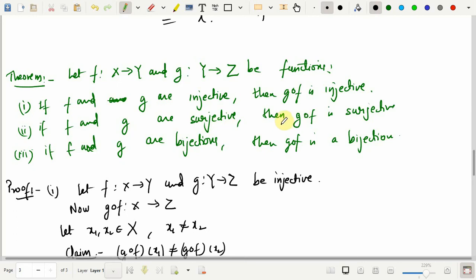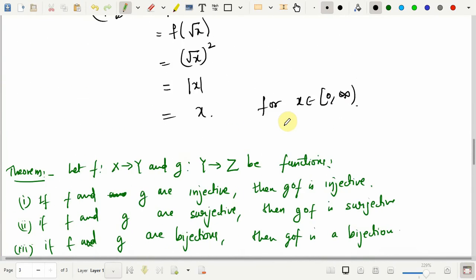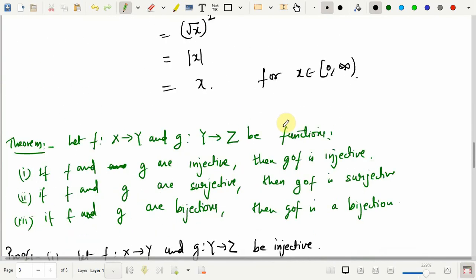So that's the next result. To show that the converse of this result is not true, you need to produce a counterexample, so I would leave it as an exercise. In other words, produce an example wherein g composite f is injective, but g is not injective. In the same way, g composite f is surjective, but f is not surjective.